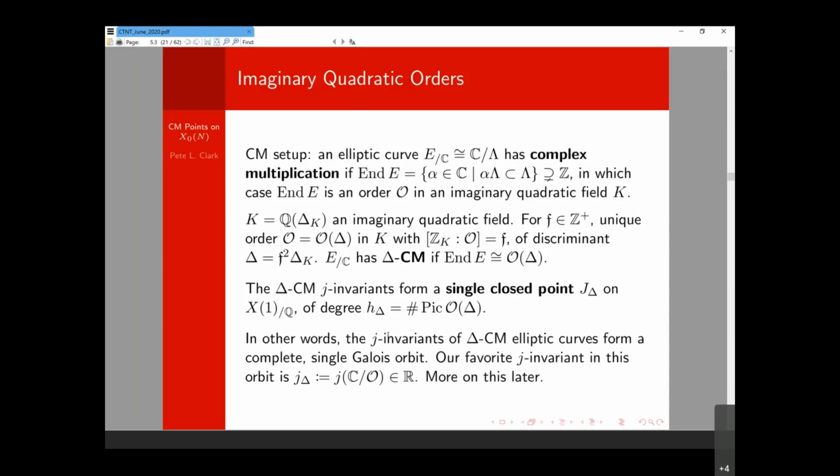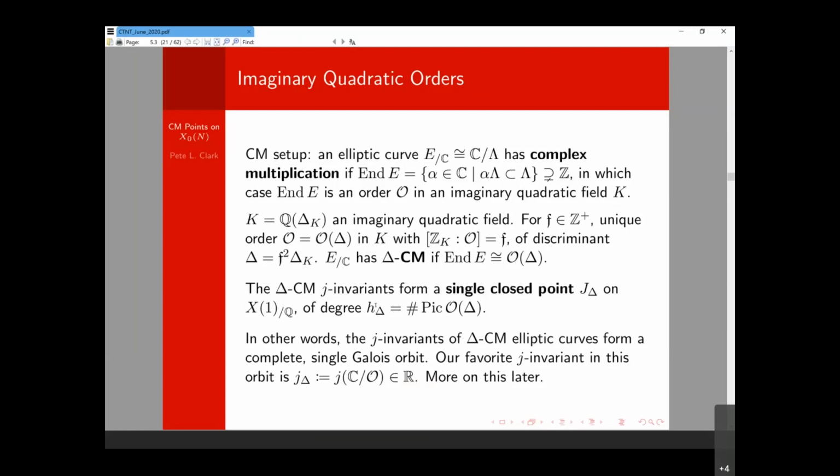So how do you think about this? The closed point really just corresponds to a single complete Galois orbit. Another way of saying this is that there is an irreducible polynomial over Q called the Hilbert class polynomial of discriminant Delta, whose roots are all the Delta CM j-invariants. So they form a complete Galois orbit, and the closed point is basically the Galois orbit itself. The closed point consists of h(Delta) individual j-invariants. These j-invariants are just Galois conjugate algebraic numbers, each of degree h(Delta).